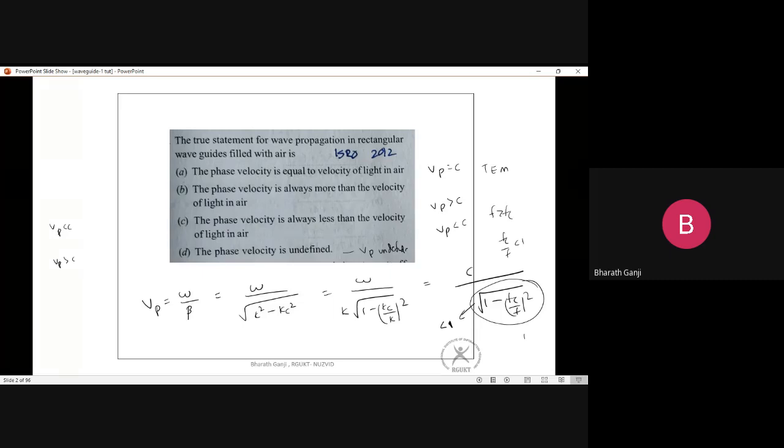Don't worry, this is the phase velocity. It is not the information velocity. Never can information travel more than the velocity of light. The information velocity is given by the group velocity. So there is nothing wrong for your phase velocity to become more than the velocity of light. But if your group velocity is crossing the speed of light, then it's a mistake, right?